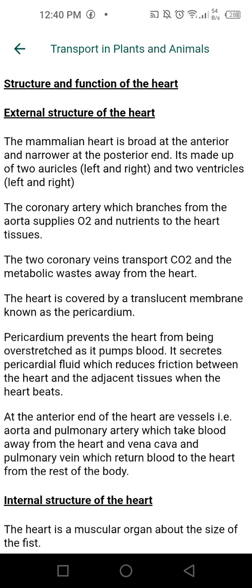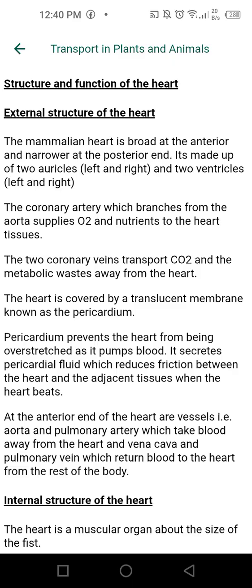The heart is covered by a translucent membrane known as the pericardium. Pericardium prevents the heart from being overstretched as it pumps blood. It secretes pericardial fluid, which reduces friction between the heart and the adjacent tissues when the heart beats. At the anterior end of the heart are vessels, i.e. aorta and pulmonary artery, which take blood away from the heart, and vena cava and pulmonary vein, which return blood to the heart from the rest of the body.